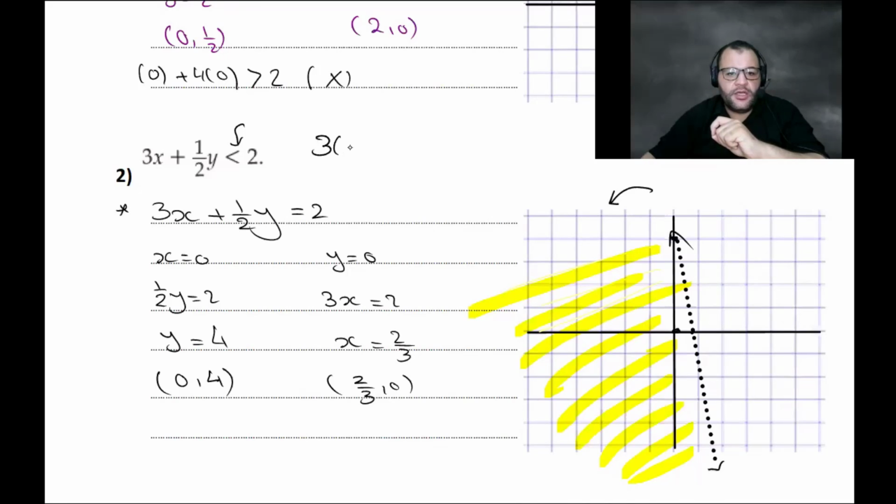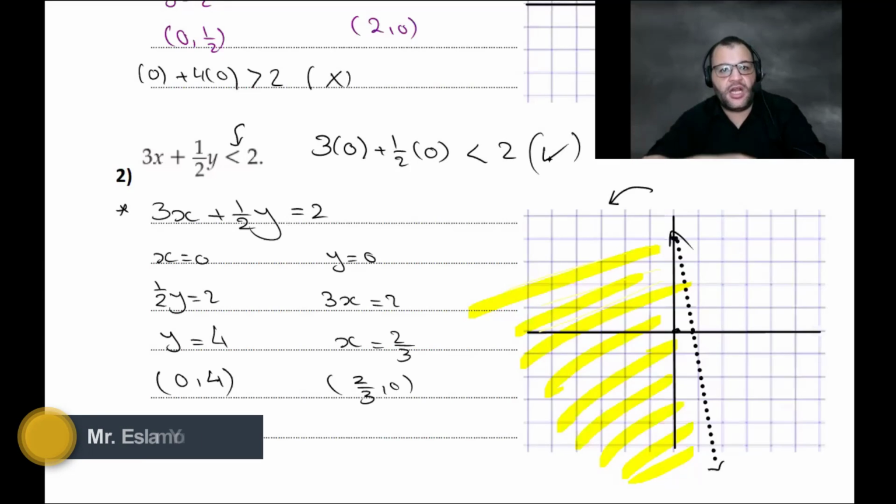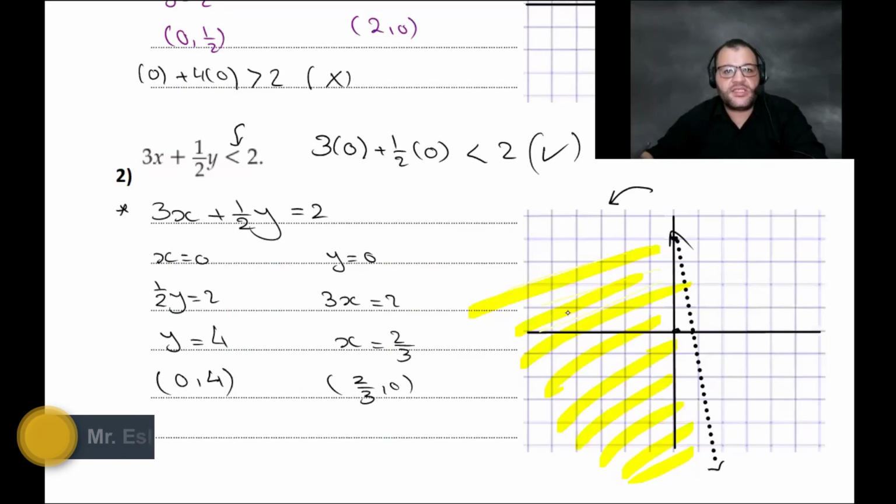So it's 3 times 0 plus 1 over 2 times 0. Is it smaller than 2? Yes. It means the part which contains the point 0 and 0 satisfies the relation. If you choose any other point in the blue part here, the yellow part here, you will find that it lies in the solution. It satisfies the relation.